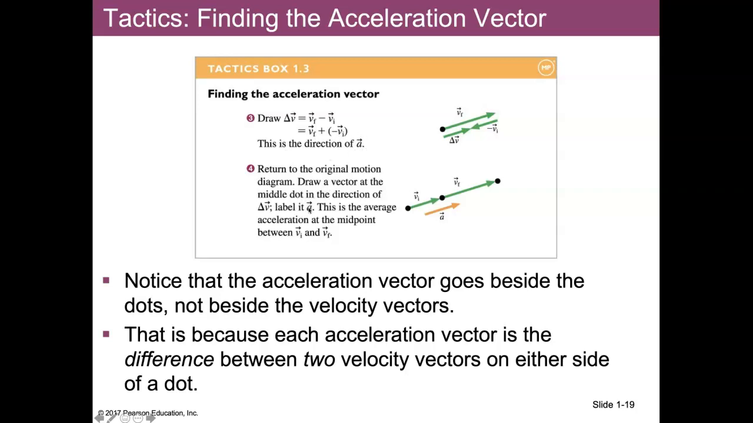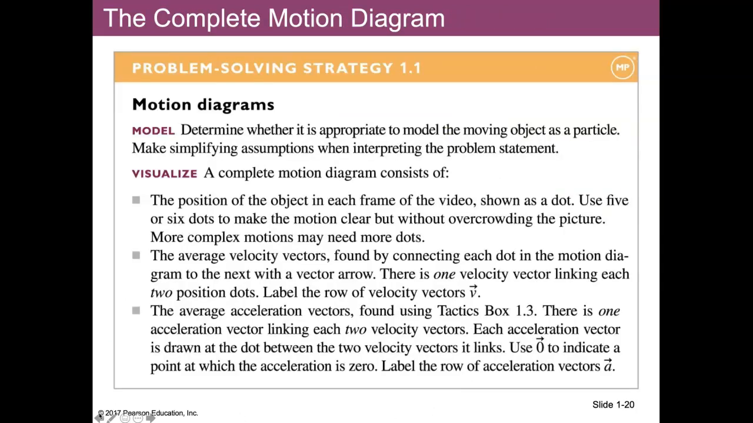The average acceleration is going to be right here, and this is at the midpoint of the VI and VF. So you'll notice that right here, that's where our acceleration is going to be, and it's an average acceleration, okay? So it goes beside the dots, not beside the velocity vectors, so be really careful when you do that.